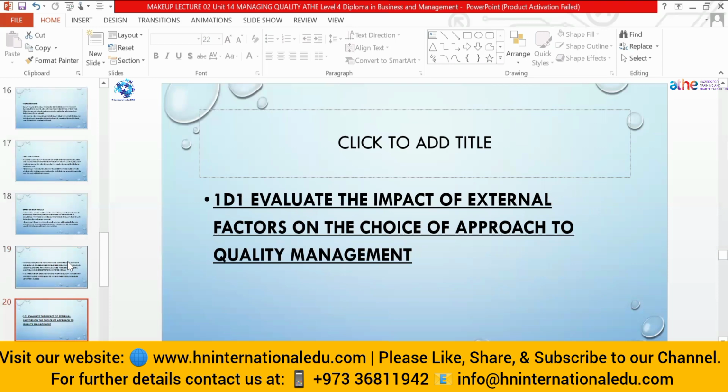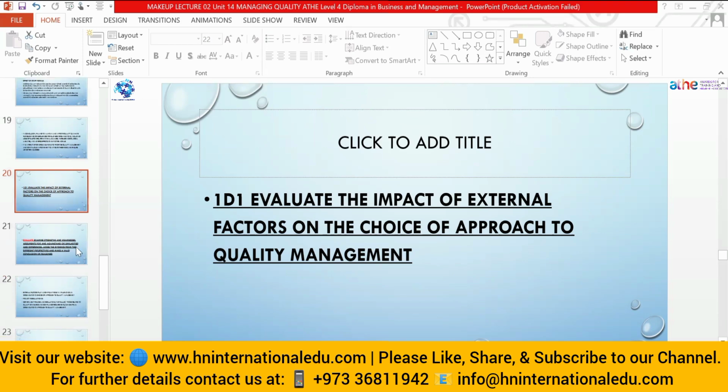Lastly, we have the distinction factor. Evaluate the impact of external factors on the choice of approach to quality management. That is, in the organization, we always select certain approaches, not just one approach. Different methodologies are being used. So what is the impact of that on the external factors? We will look at that. Again, all the points are from your indicative content.